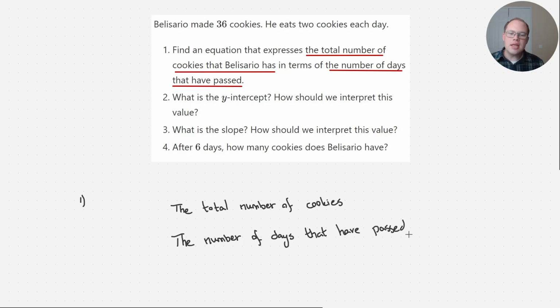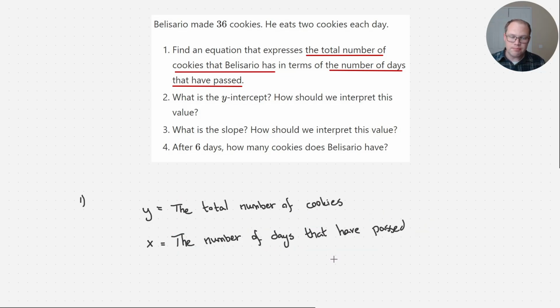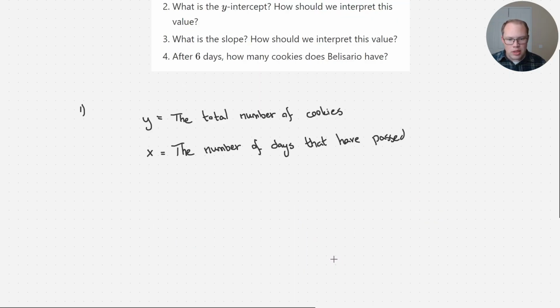Now, which is the independent variable, the x, and which is the dependent variable, the y? Well, in this case, we want to express the total number of cookies in terms of the number of days that have passed. So the total number of cookies should be our y because it's going to be in terms of another variable. The number of days that have passed is going to be our x, because we want to make sure the total number of cookies depend on the number of days that have passed. So we know we want a linear equation here.